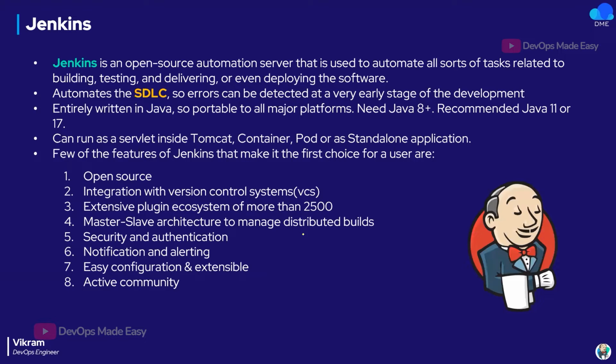For security and authentication, using various plugins like Matrix and the role-based access control plugin, you can secure your Jenkins. You can limit access to various groups and individuals. It can also notify you in case of build failures using plugins like the email plugin and Slack plugin. And it has an active community that works on a lot of plugins as well.